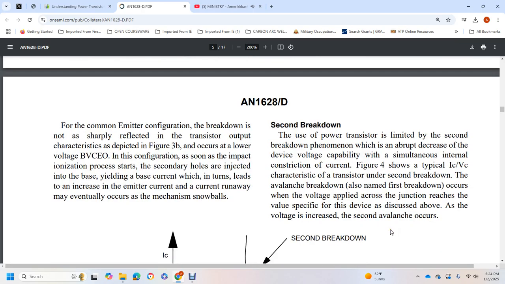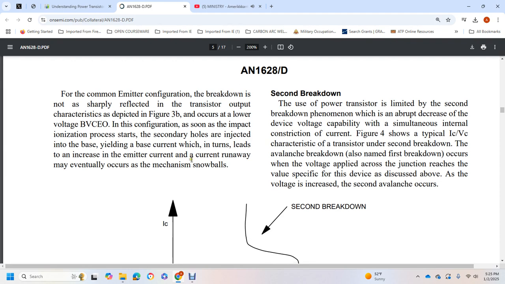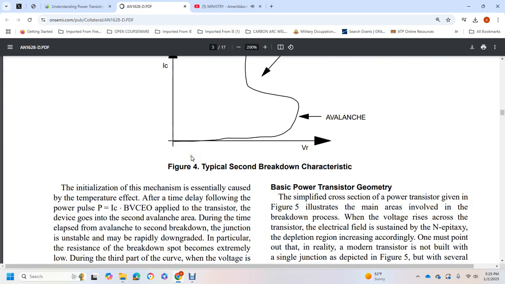In the common emitter configuration, breakdown is not as sharply defined in the transistor output characteristic in Figure 3b, a curve with a lower voltage, BVCEO. In the impact ionization process, secondary holes are injected into the base, yielding base current, which in turn increases the emitter current, leading to current runaway, with the mechanism eventually snowballing.